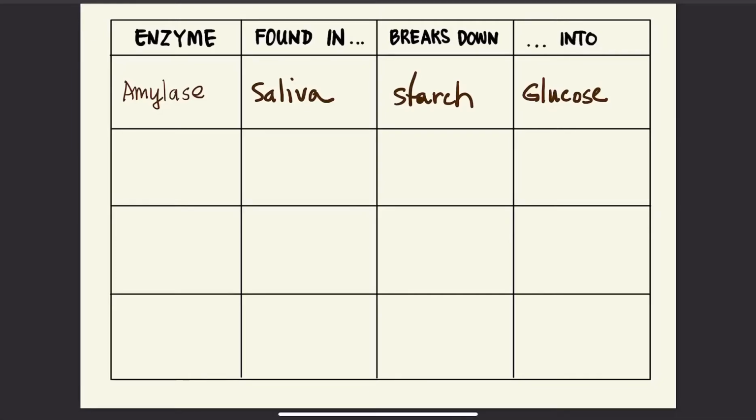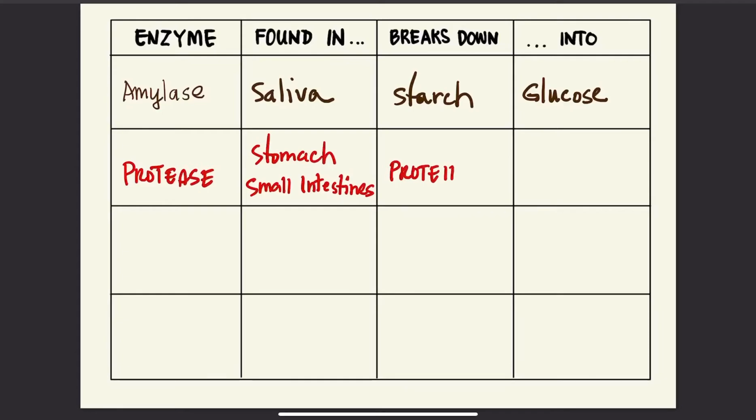Next we have protease. Protease is found in, if you remember, the stomach and the small intestines. And what does it break down? Proteins. It makes them into amino acids, which are useful to build your muscles.